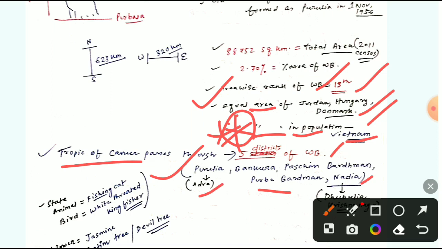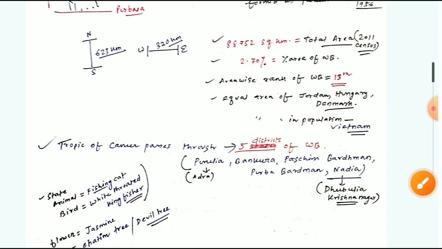In Purulia it passes through Adra, a place in Purulia, and in Nadia it is Dhubulia, in Krishnanagar. Next important things: what is the state animal of West Bengal? It is the fishing cat. What is the state bird of West Bengal? It is the white-throated kingfisher. What is the state flower of West Bengal? It is the jasmine or chatim tree or devil tree, it can also be called.